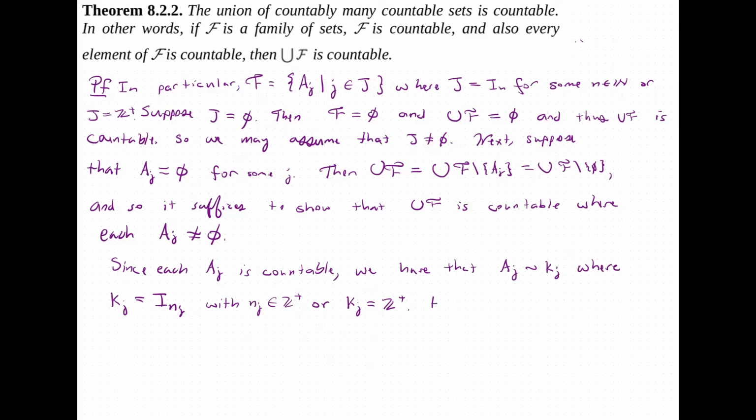So hence, for each j, there is a bijective function. Let's go ahead and call this function f sub j, going from k sub j to a sub j. And so now this function is bijective.